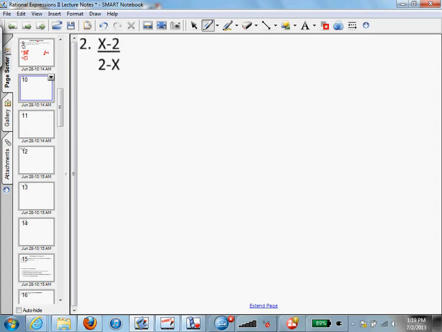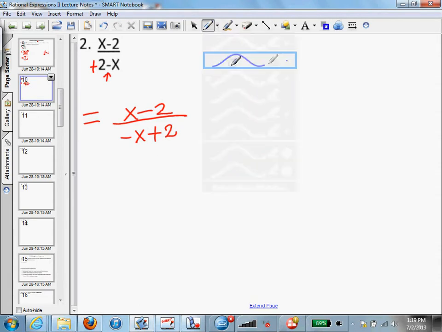Looking at number 2, it looks like a very similar case, but we have to notice that we have a negative, meaning this variable is negative. So let's rearrange this to look like x minus 2 on top, and on bottom we'll have to notice that this is a positive 2. So we'll put the negative x in front with the positive 2 in the back part. So now we can use factoring to note that there's a negative 1 in here. If we can take out this negative 1, we can make the top and bottom look alike.